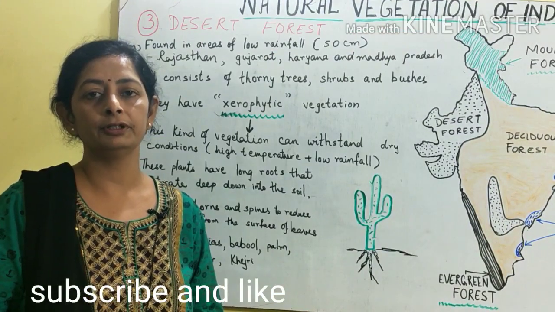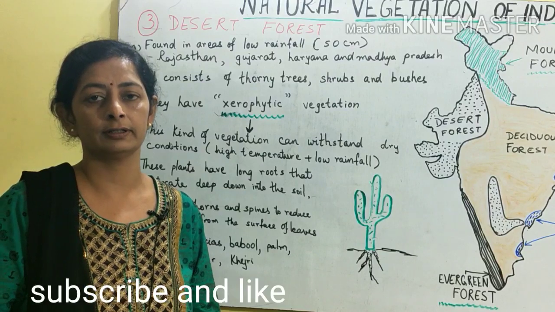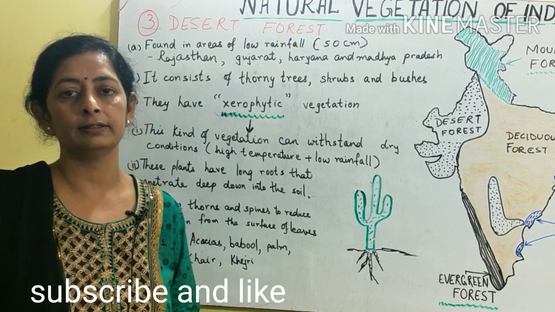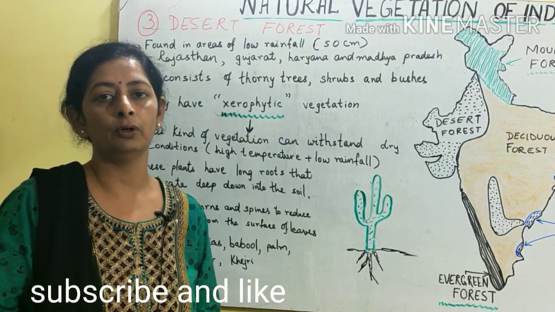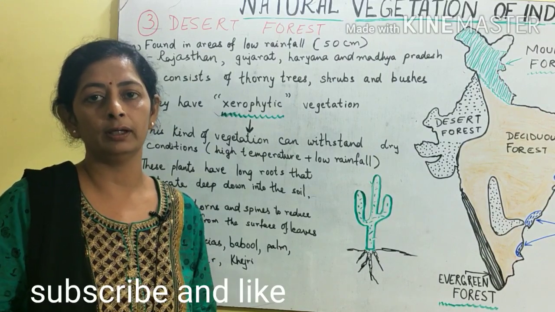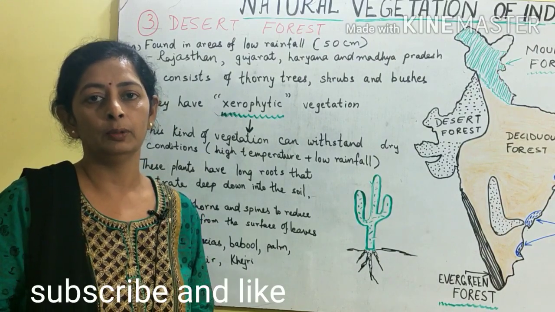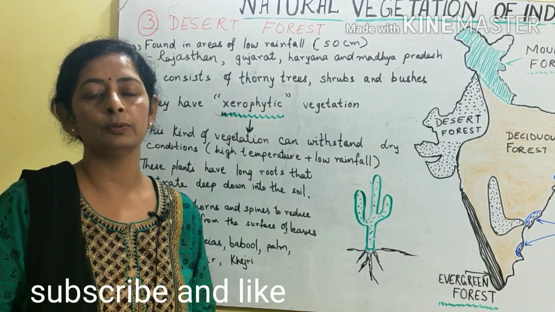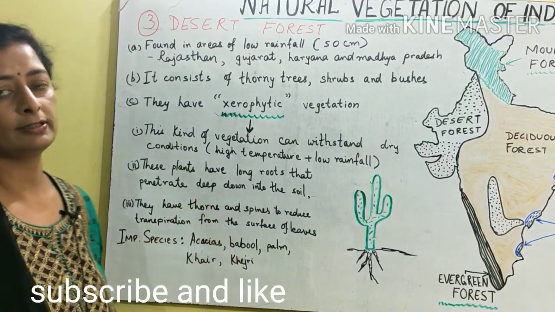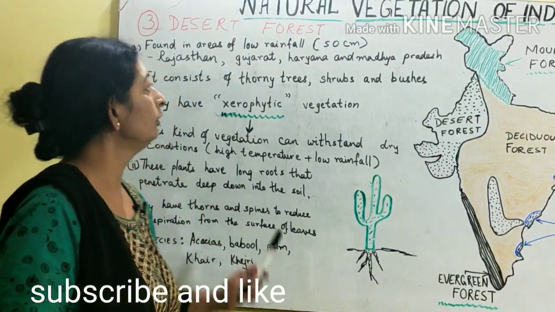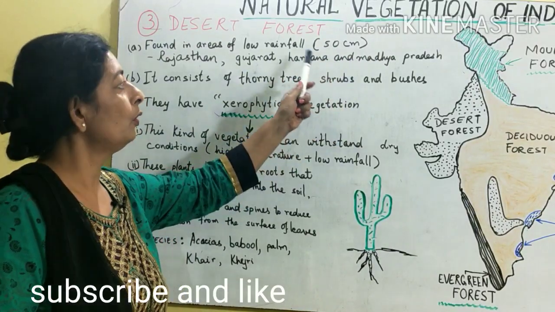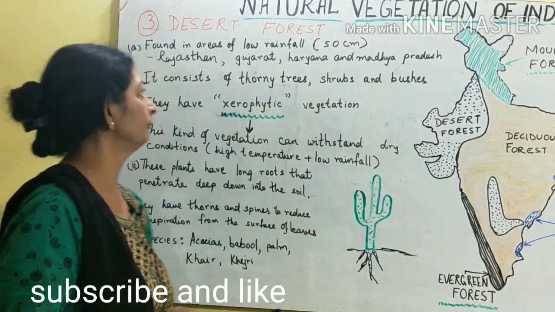The next type of vegetation is desert forest. Again, this forest also depends on the rainfall. Like we had discussed the three categories, they depend on rainfall. Evergreen forest, which depend on rainfall, means they grow in areas which have heavy rainfall. Moderate forest grow in areas which have moderate rainfall. And this kind of forest, that is desert forest, grow in areas which have low rainfall, that is either 50 centimeter of rainfall or below 50 centimeter of rainfall.